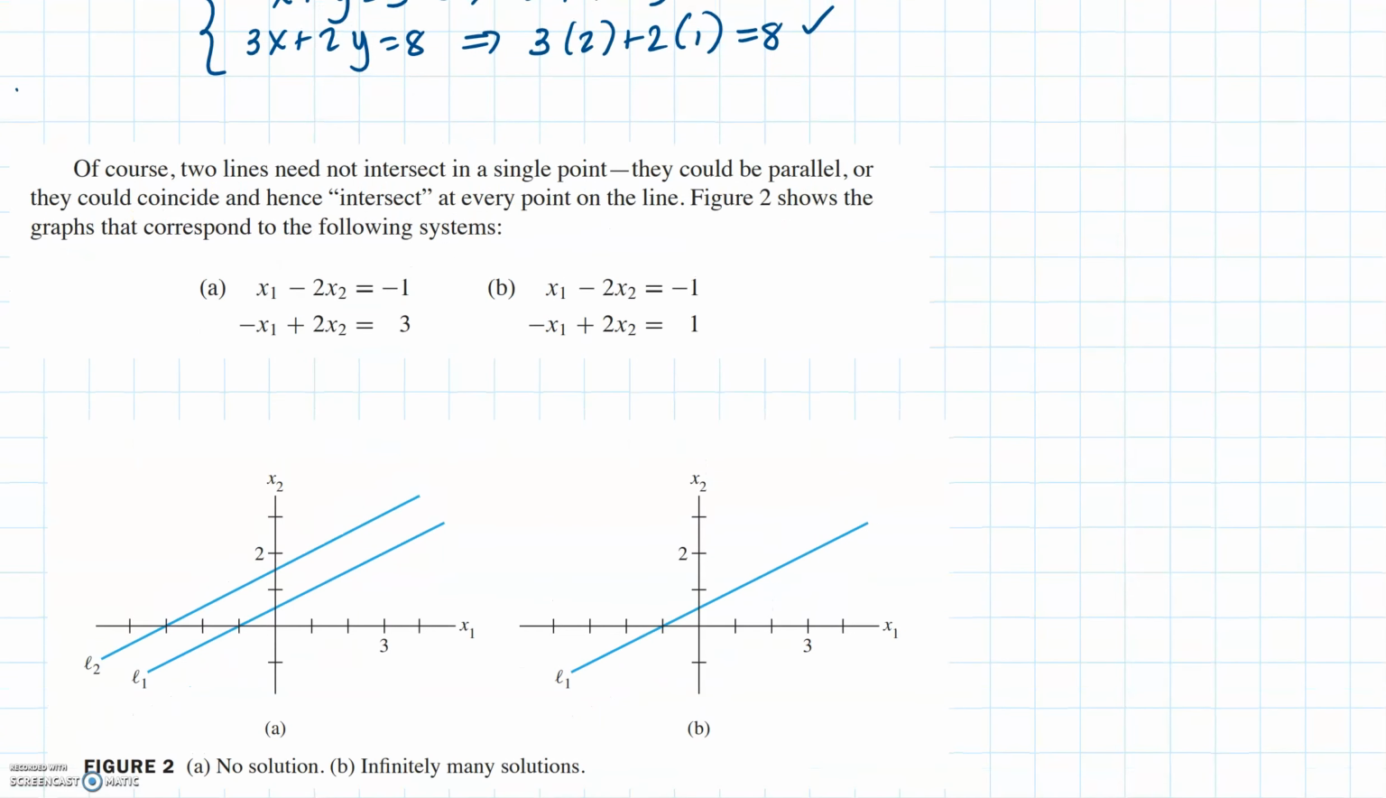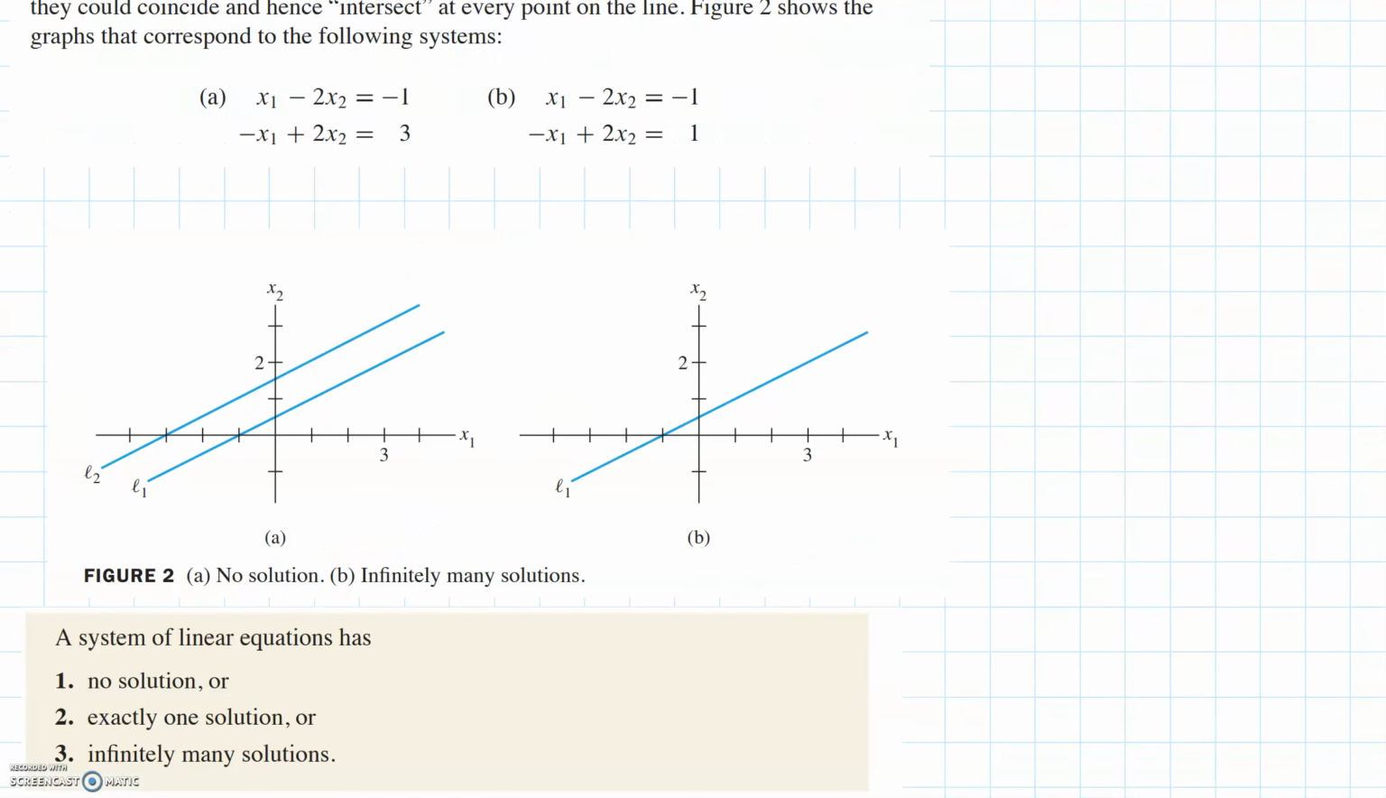And you can see here that in the first one, part A, they're going to be parallel. And the second one, part B, they're going to be the same. In the first one, there's no solution. And in the second one, part B, there's an infinite number of solutions. So those are the choices. A system of linear equations, even in general, we will see, either has no solution, exactly one solution, or infinitely many solutions.